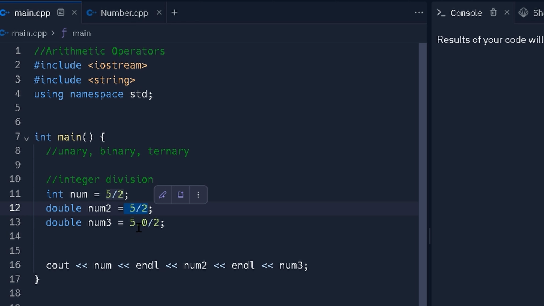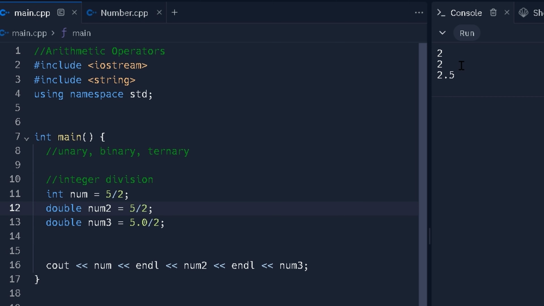If we want a double or decimal value with our double, you have to specify a decimal point inside of here. So you can see these two are basically the same. The only difference is this one has a decimal point after it. We're going to print that out in the cout statement so we can take a look at it. I'm just printing out the first number, ending the line, second number, ending the line, and then the third number.